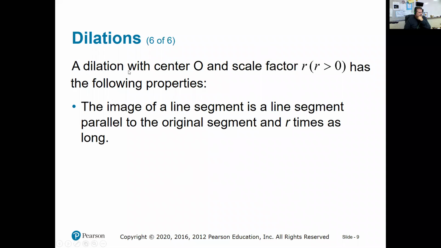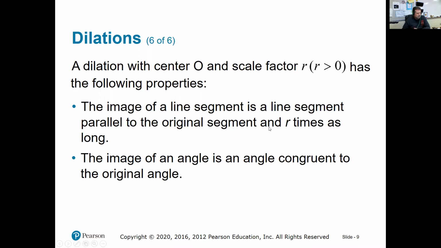All right. A dilation with center O and scale factor r greater than 0 has the following properties. The image of a line segment is the line segment parallel to the original segment and r times as long. The image of an angle is an angle congruent to the original angle. Okay, in other words, with an angle, you're not going to have a scale factor. The angle is still going to be the same size as the original. The segment itself will change by however much the scale factor is.